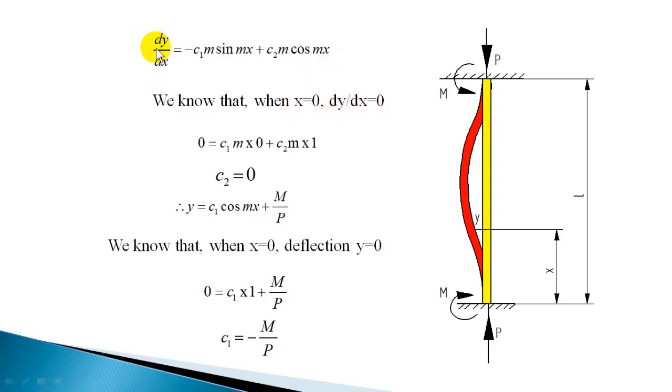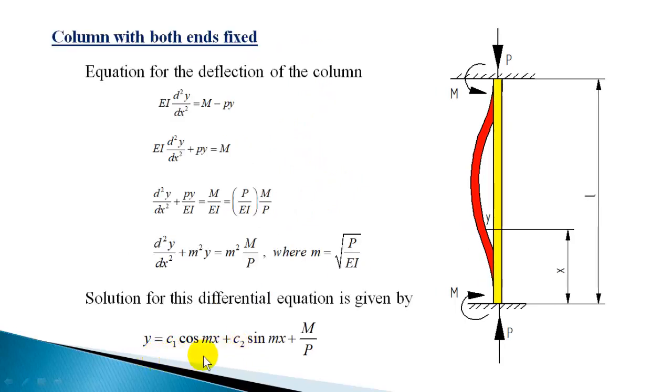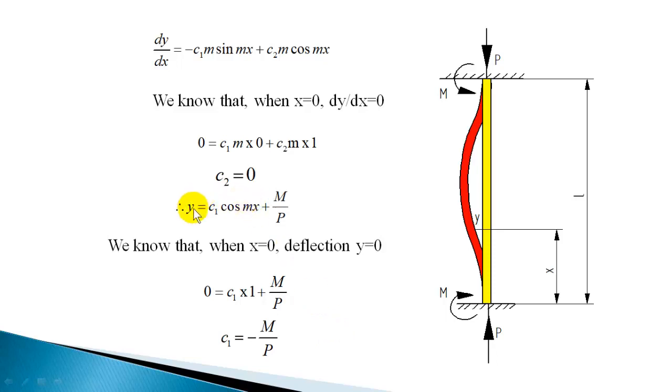So in this equation you can substitute dy by dx is 0 when x is 0. So x is 0, sine 0 is 0. So this part will be 0 and this is 0. dy by dx is 0. So cos 0 is 1. So you get C2 m is equal to 0. Sin mx is 0, cos mx when x is 0 is 1, and dy by dx is 0. So you get C2 as 0. So C2 is 0. When C2 is 0, you get the equation as y is equal to C1 cos mx plus m by p.